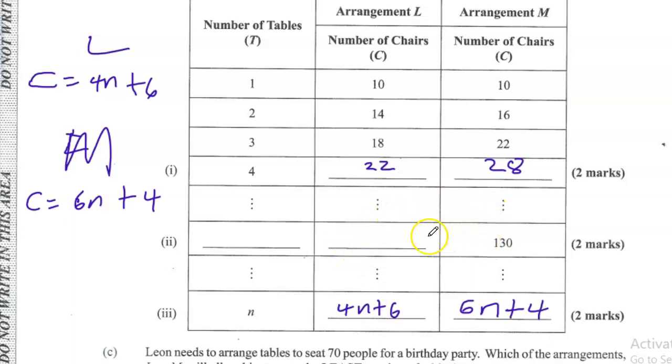So we still need to work out the number of these missing values. Alright. I guess we could use these formulas now. The value is 130. Alright. So for 130, we want to get the number of tables for arrangement M. So arrangement M, the rule here is 6n plus 4. So we equate 6n plus 4 to 130.